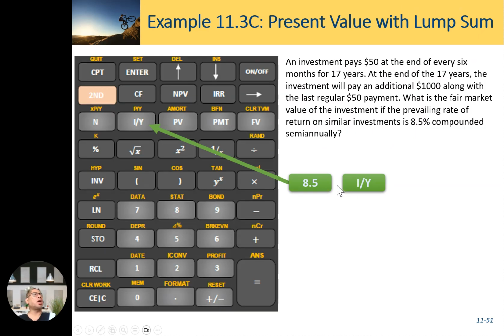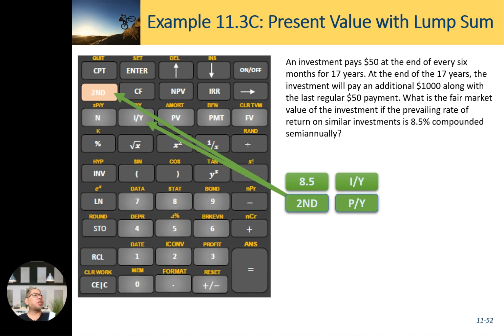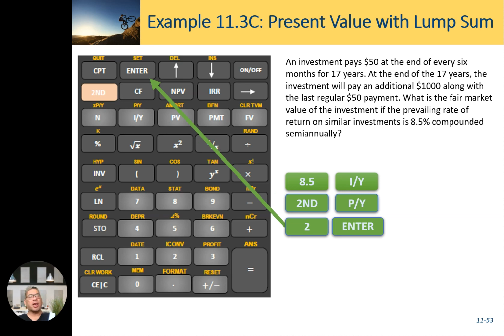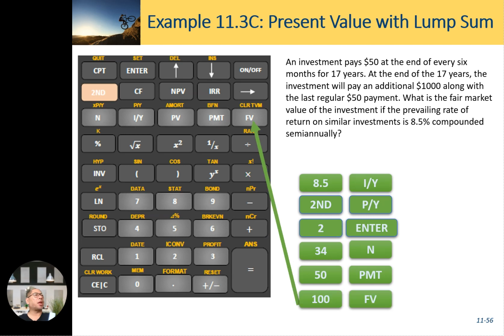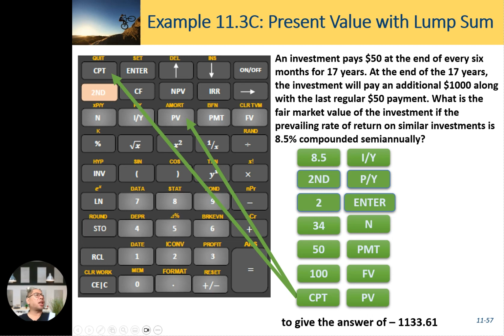So when you put in the numbers using a calculator, you enter 8.5 EY, okay? Second P/Y, which is the compounding period, you have to enter because it is semi-annually, and then you enter 34 N because of 17 years times 2, okay? And then 50 is your payment there, and then 100 is your present value. This is supposed to be 1,000, guys, not 100, okay? 1,000. Future value, this is 1,000. Okay, this is to be corrected. Later on I'll correct that. Compute present value, which is 1133.61. Okay, that's the one.